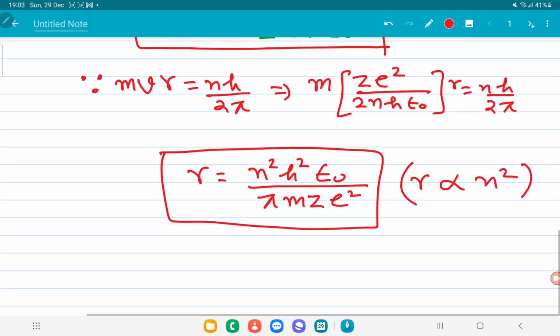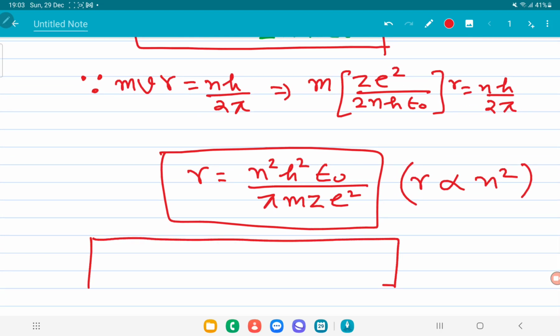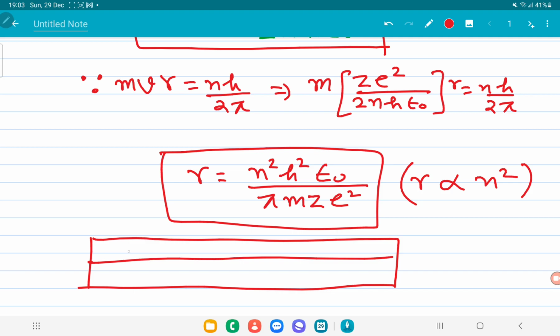Means if we simply make a table where we write n, the principal quantum number or the label of orbit. The innermost orbit is n equals 1, which is also known as the ground state. The next orbit is called the first excited state, which is n equals 2. Next is the second excited state, n equals 3. Next is the third excited state, n equals 4. Next is 5, next is 6, and next is 7.